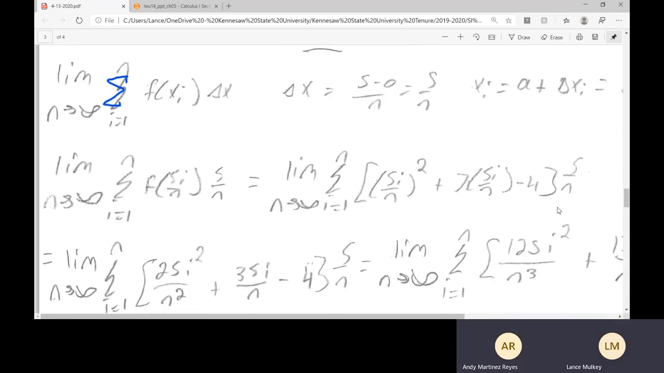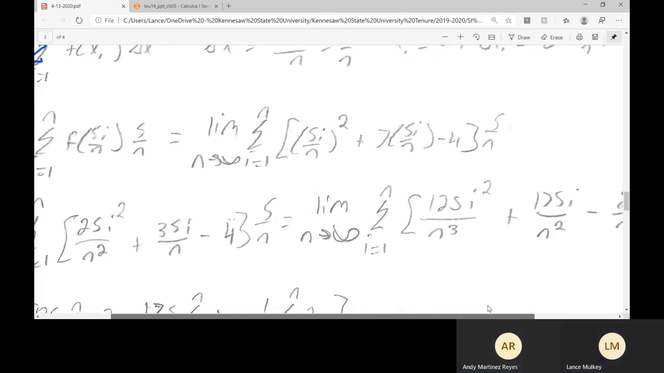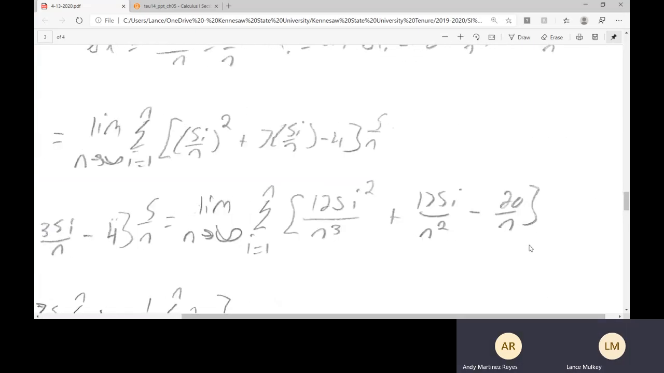That's what I meant by simplify. Do the denominators multiply times each other? Yep. So 5 over n times 25i squared over n squared equals 125i squared over n cubed. In fractions, you just multiply across the top and bottom. Plus 175i over n squared minus 20 over n. Yep. And now what do you do?